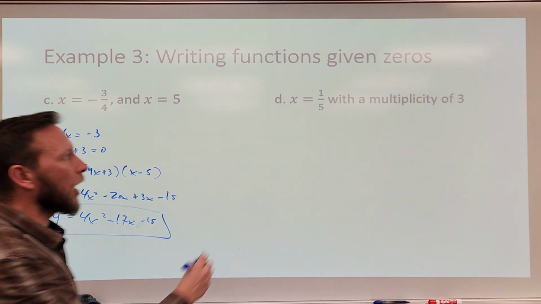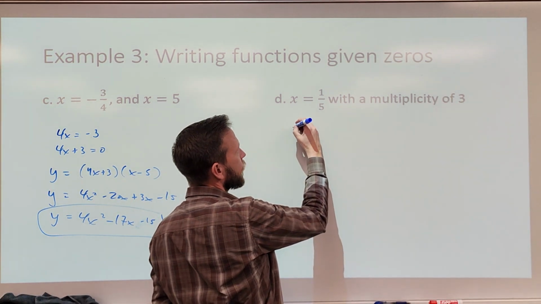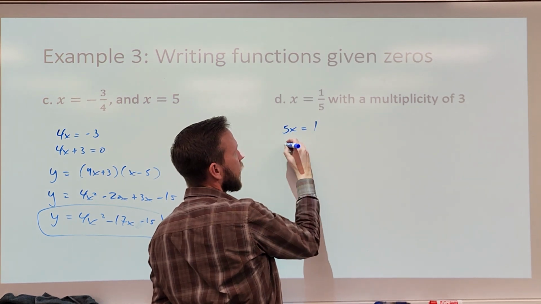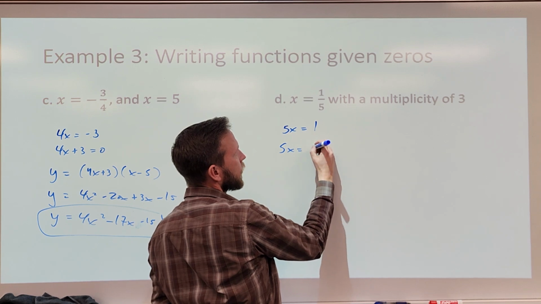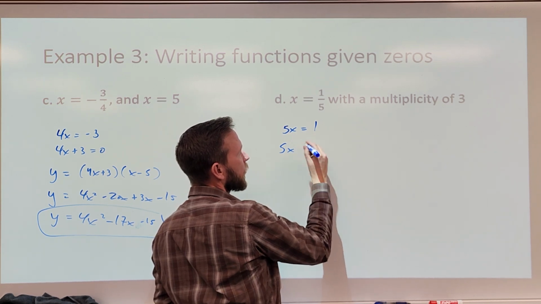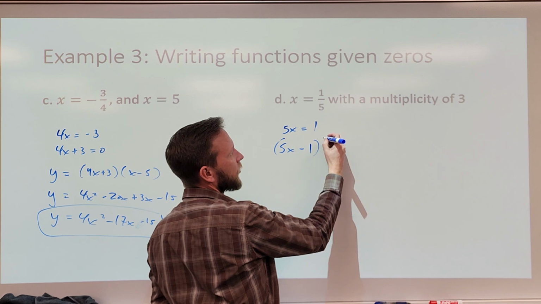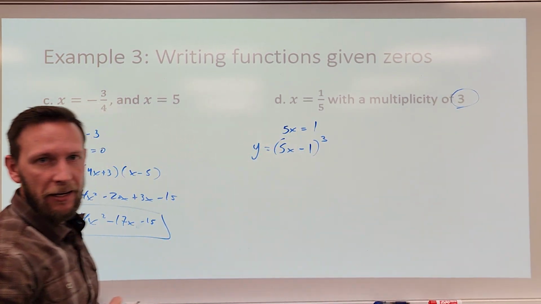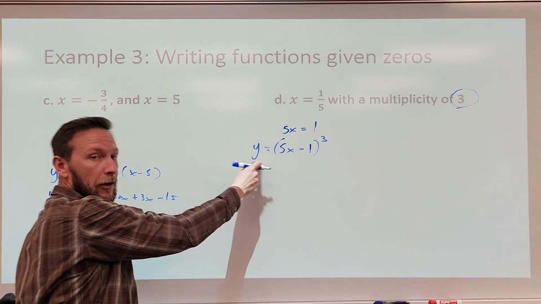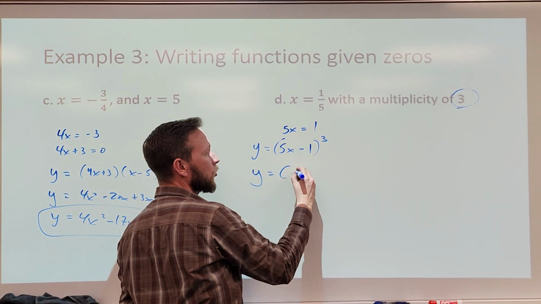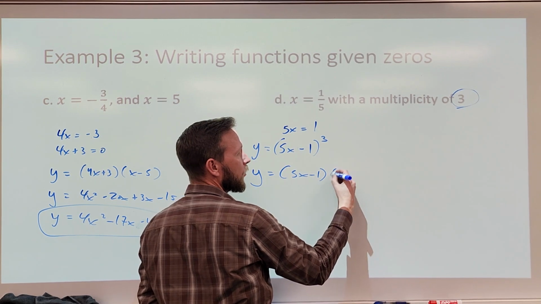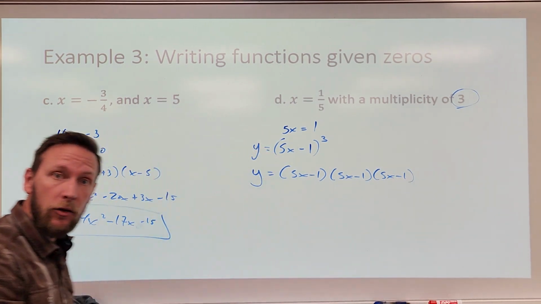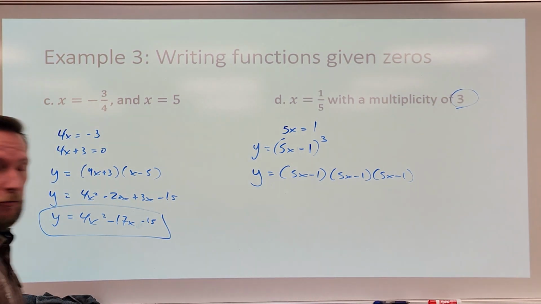On this one, it says x equals 1/5. So I'm going to multiply 5 times x equals 1, and then subtract 1 to make sure that we have this factor. But this factor is multiplicity of 3, so that means that we have y equals that factor cubed. This would be the factored form. We want to be able to multiply this out all the way. And we can do that because we did it last semester and we were very successful with that.